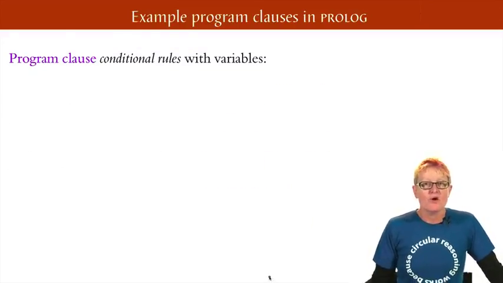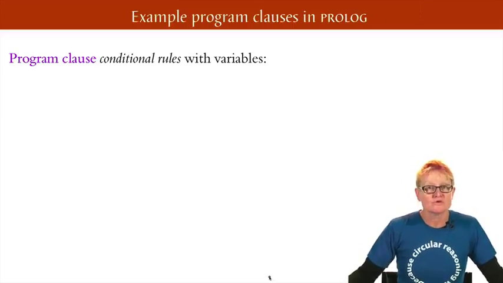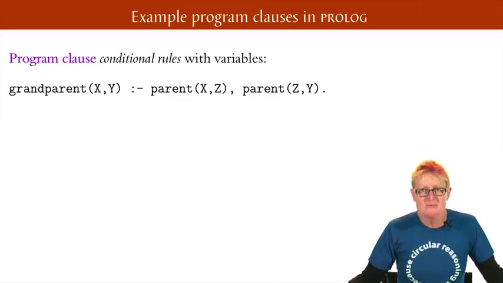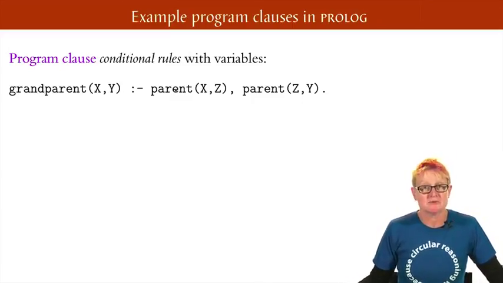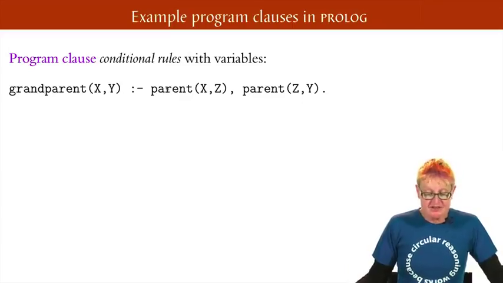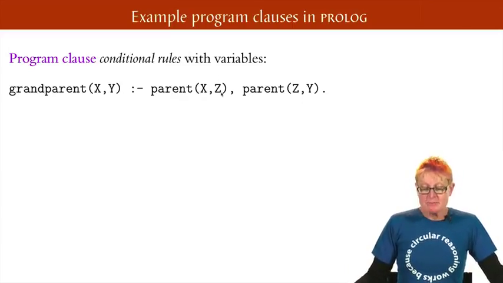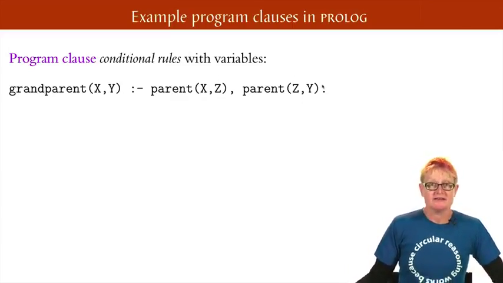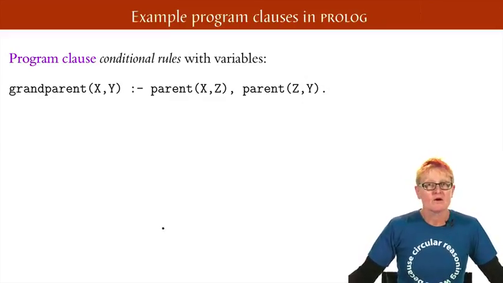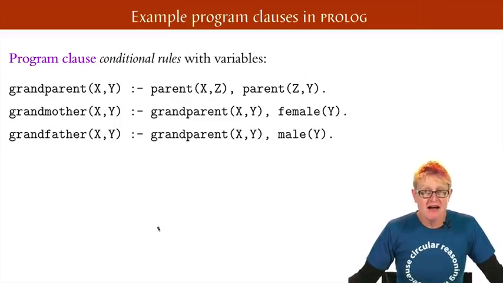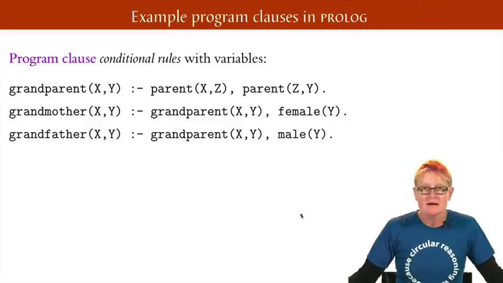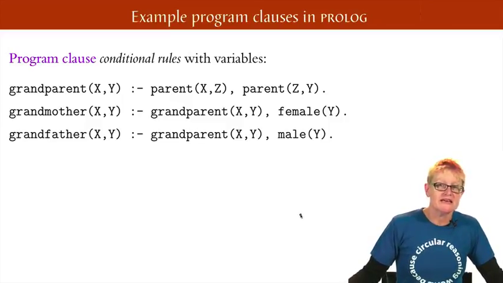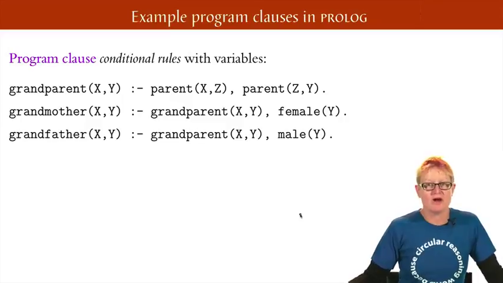Now, some more program clauses with variables. X has grandparent y if there are two parent relationships. There exists a z such that x has z as a parent and z has y as a parent. Clauses for grandmother and grandfather add in extra conditions of being female or being male. Now, an important feature of PROLOG is the ease of writing recursive program clauses.